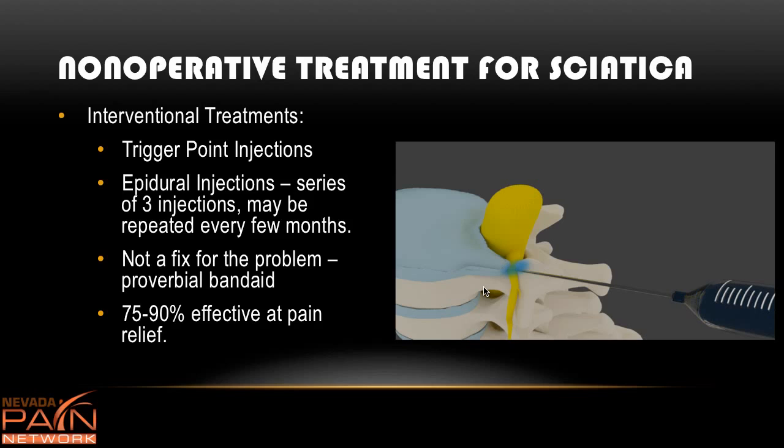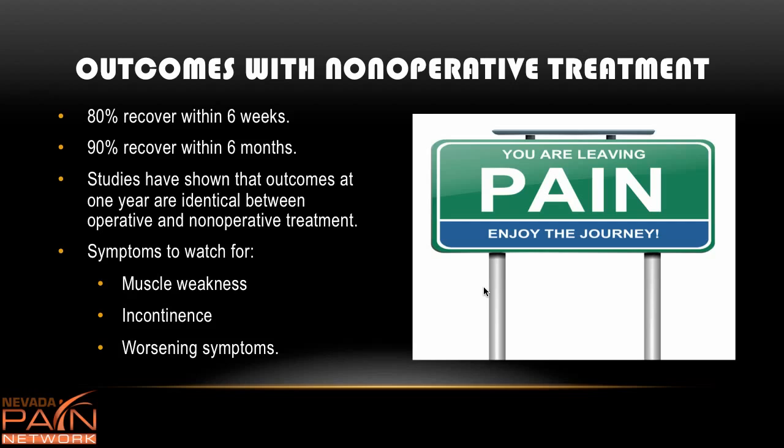You may need a series of injections, 1 to 3, over a 6-week period, which can then be repeated every few months. Well, what are the outcomes with non-operative treatment for sciatica? Studies show that 80% of patients recover within 6 weeks. 90% recover within 6 months. And there was a landmark study years ago that showed that at the 1-year point, those patients who had either surgical treatment for a disc herniation or non-operative treatment had the same outcomes at 1 year.